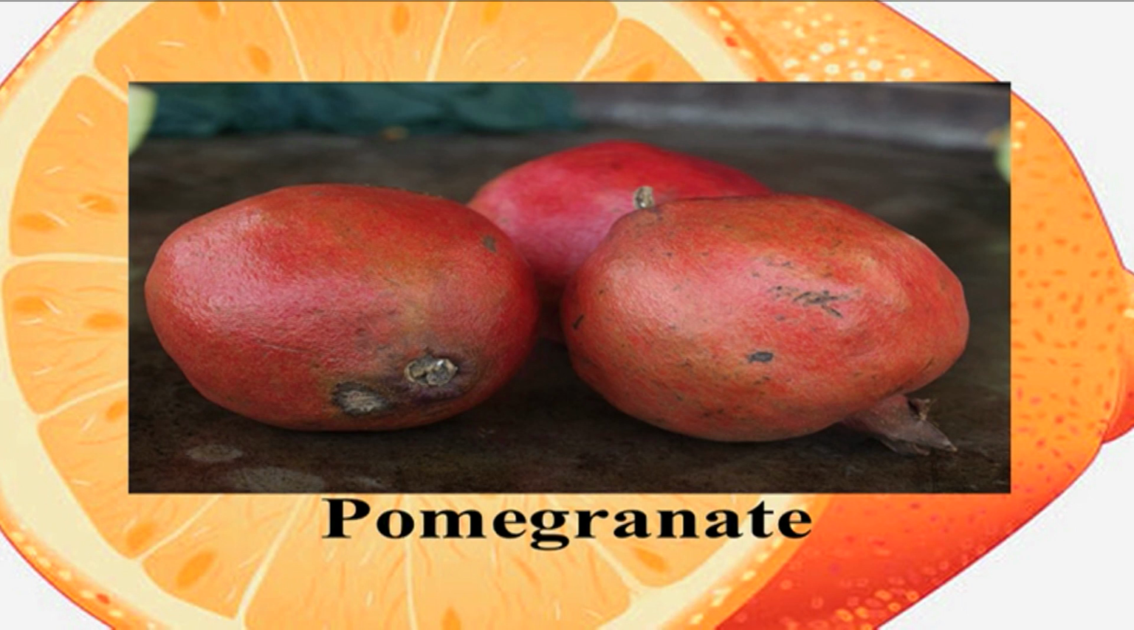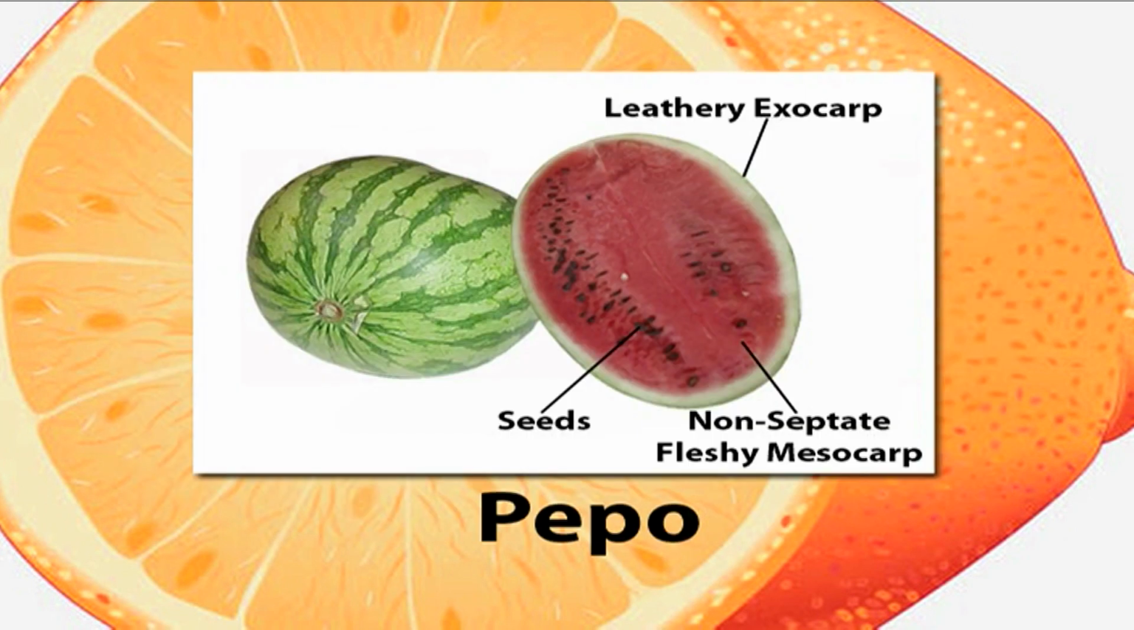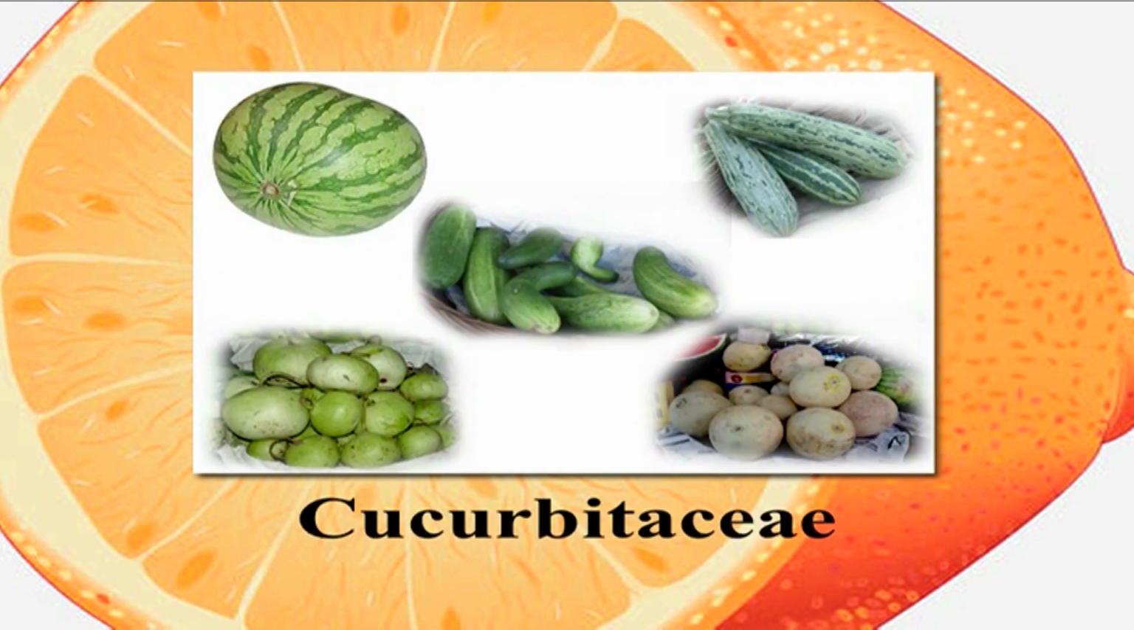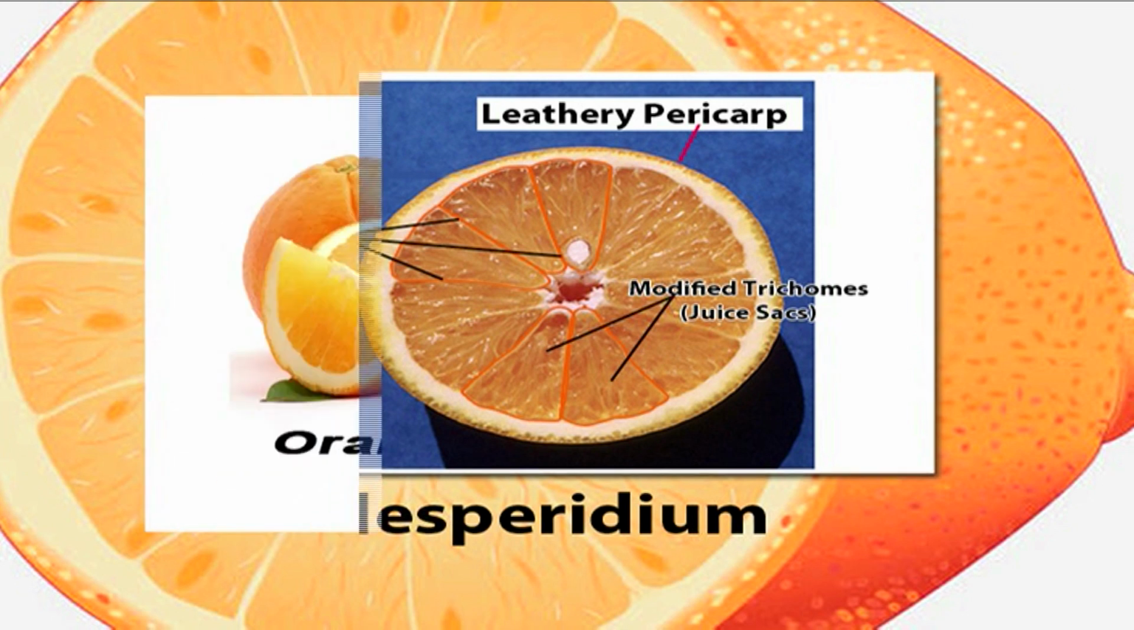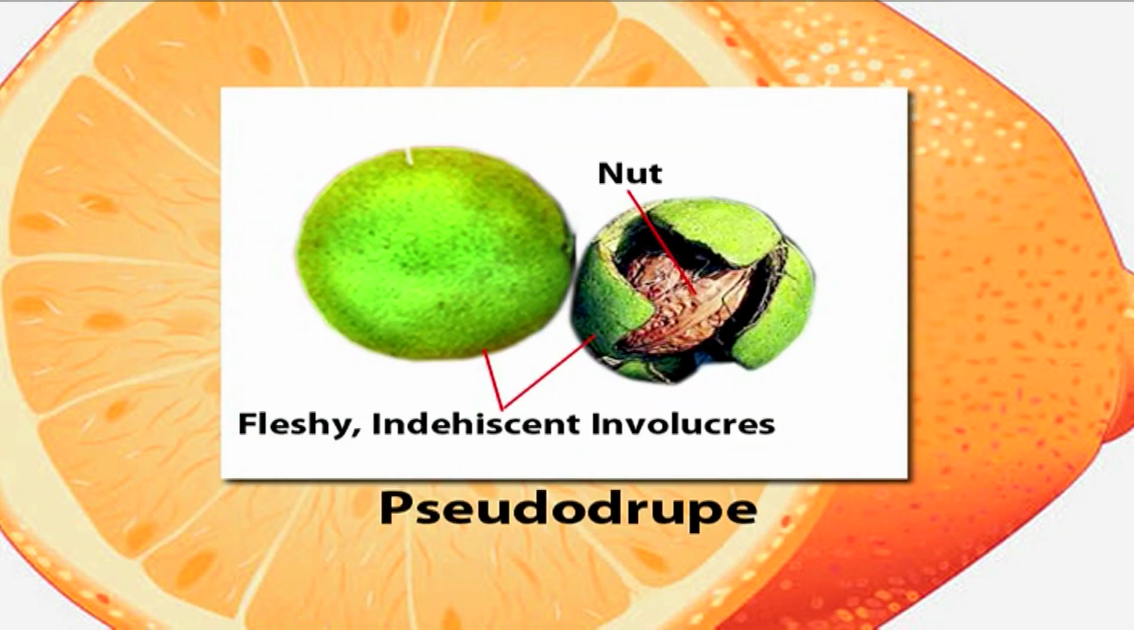Example, pomegranate. Pepo can be defined as a non-septate fleshy fruit with parietal placentation and a leathery exocarp derived from an inferior ovary. Example, fruit of Cucurbitaceae. Hesperidium is a septate fleshy fruit with a thick-skinned, leathery outer pericarp wall and fleshy modified trichomes arising from the inner walls, and develops from a polycarpellary superior ovary. Example, orange and lemon. Pseudodrupe.